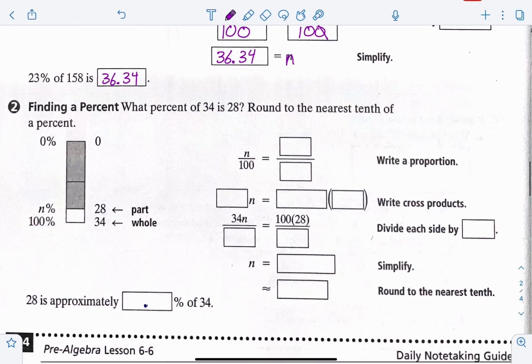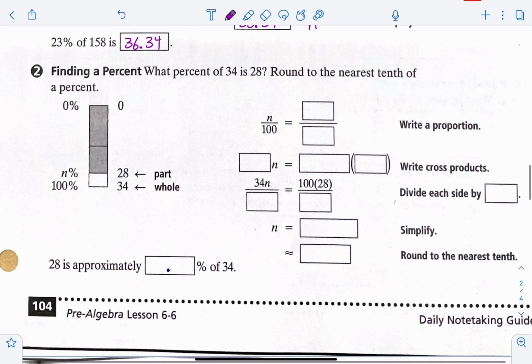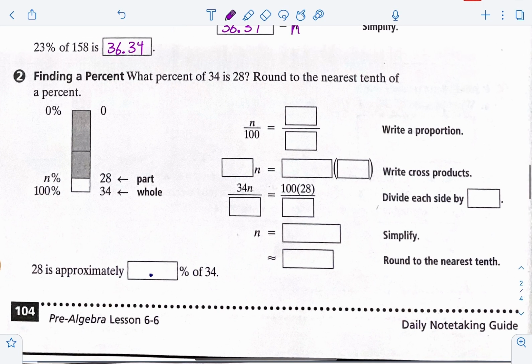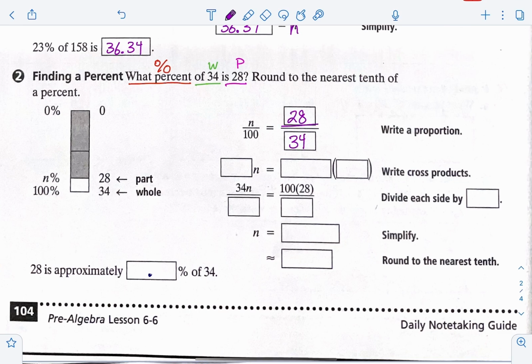All right. For this next one, what percent of 34 is 28? So we have what percent? We don't know, so our percent is missing. We have of 34, so 34 is our whole. And we have is 28, so 28 is our part. So to set up our fractions, we have n over 100, because we don't know our percent, and then part over whole. So we're going to do 28 over 34, because that's our part over our whole.